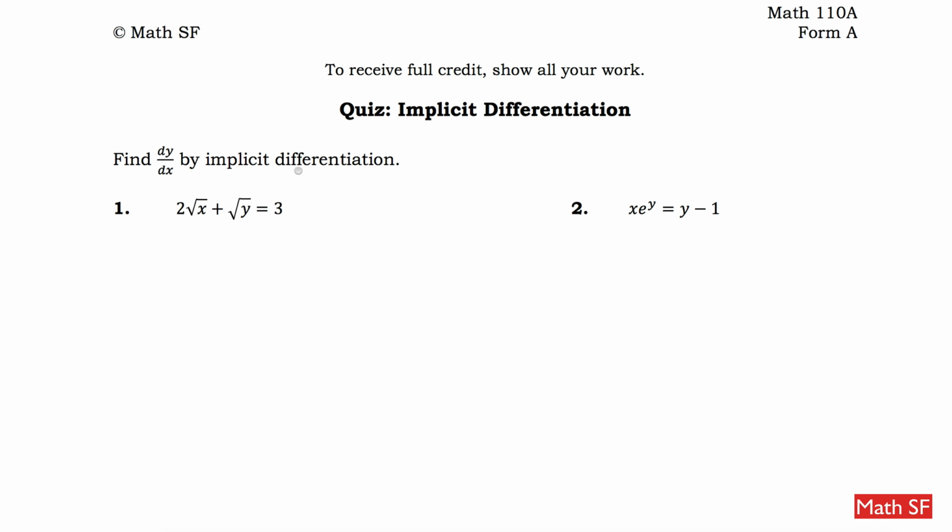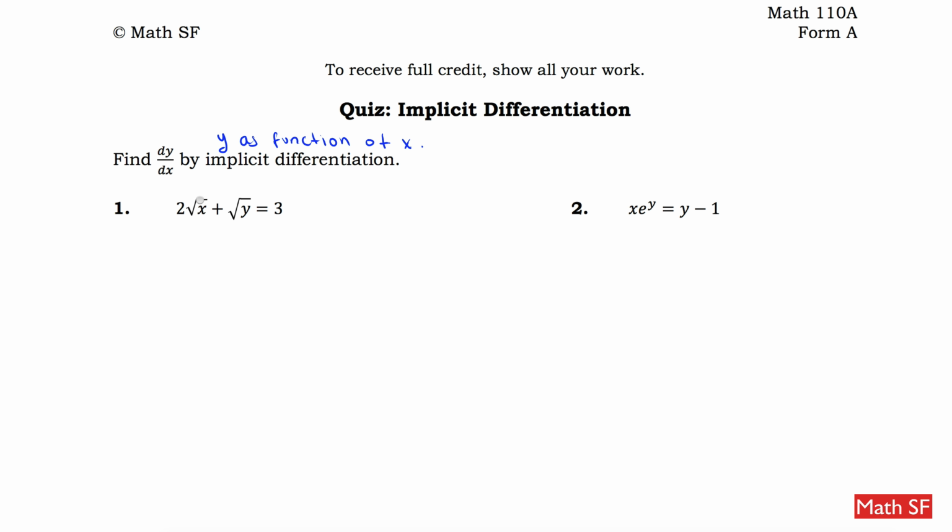Implicit differentiation. Find the derivative of y with respect to x by implicit differentiation. So what that means is that we're going to have to treat y as a function of x. Now, whenever we're doing this, every time that you're taking the derivative of y, you're going to treat it as a chain rule. So let's start taking the derivative of each side.